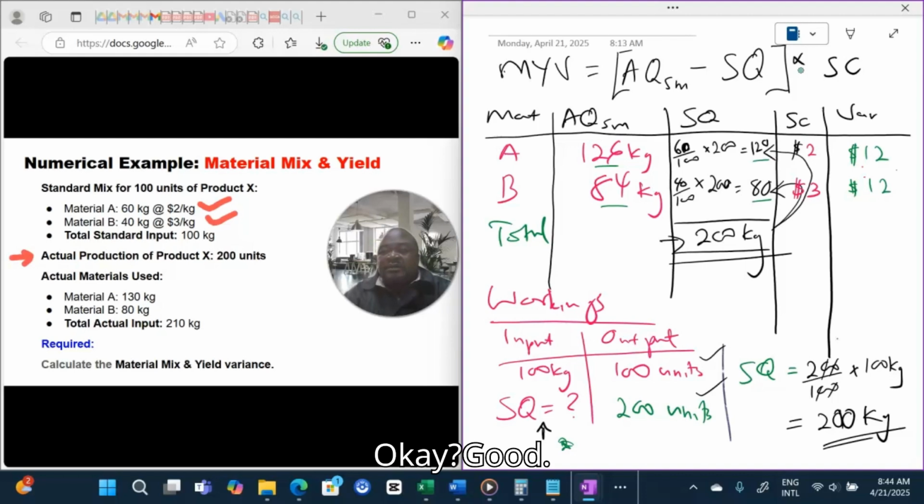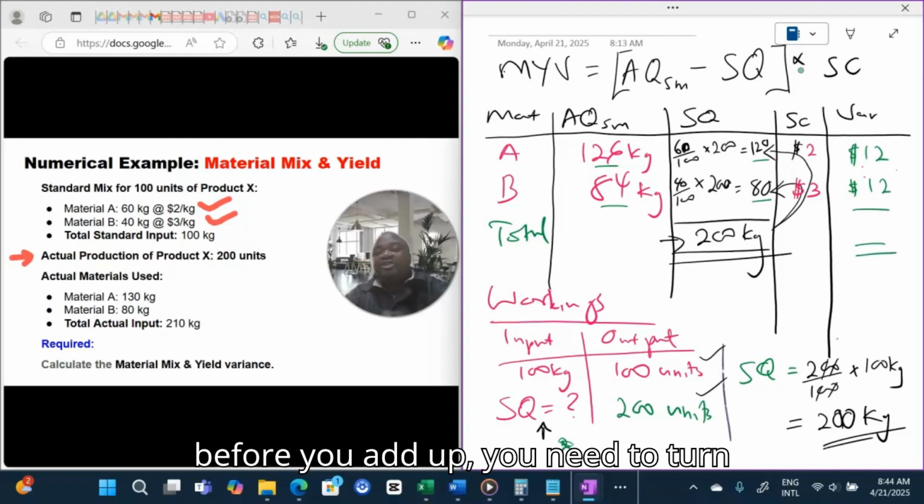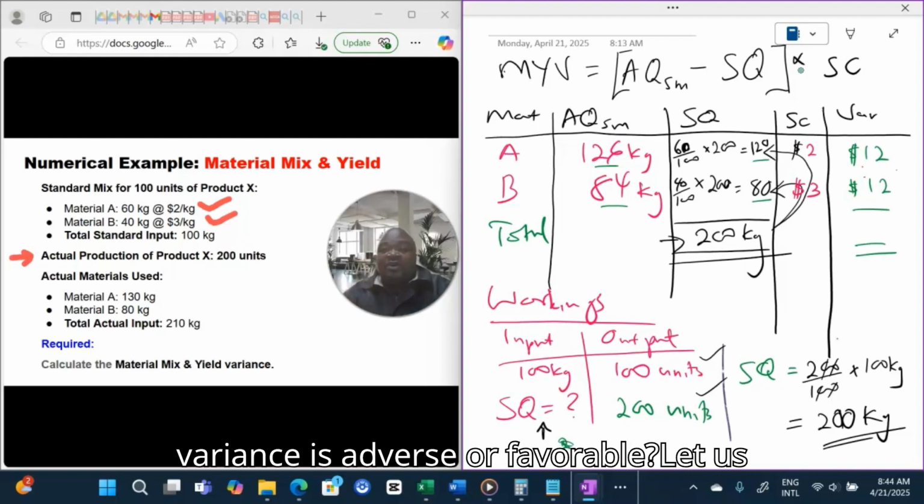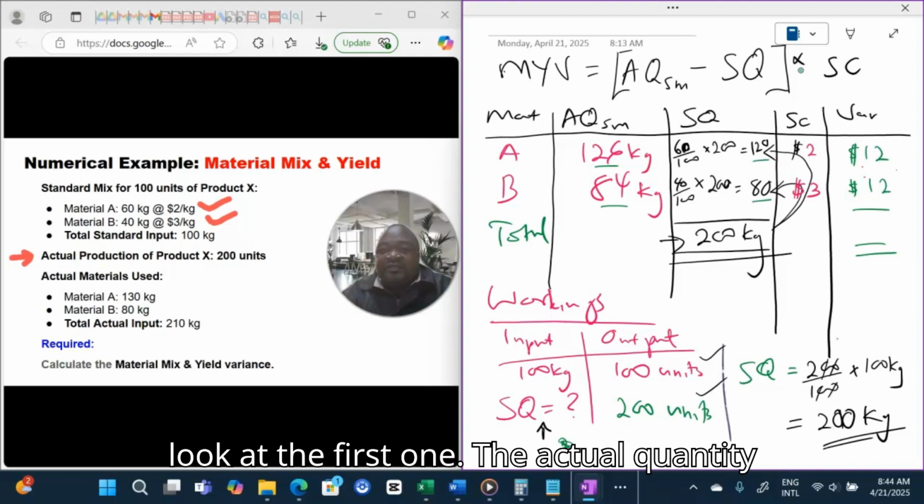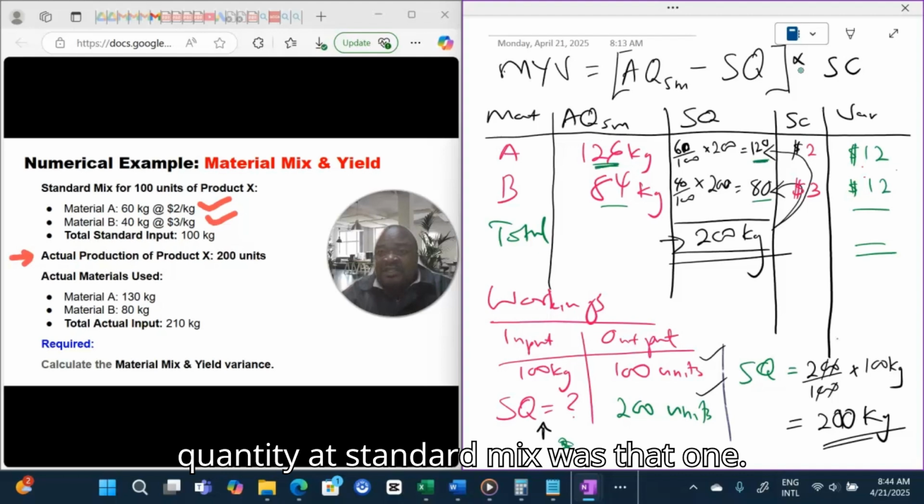Okay, good. And then you need to add up. But before you add up, you need to tell yourself, with these variances, are they adverse or favorable? Let us look at the first one. The actual quantity at standard mix was 126, but the standard quantity at standard mix was that one.